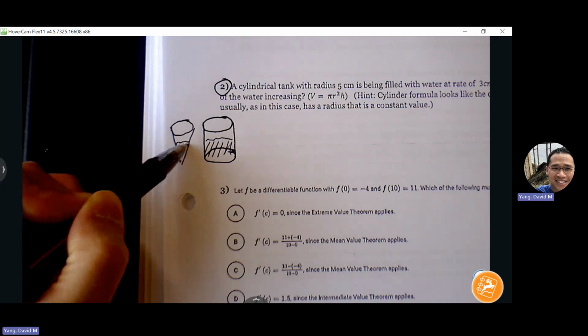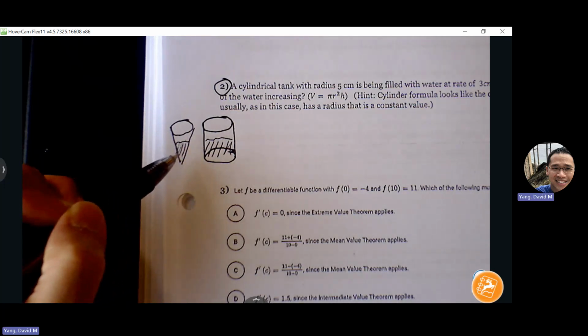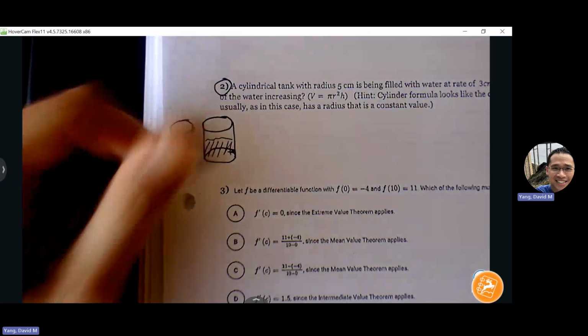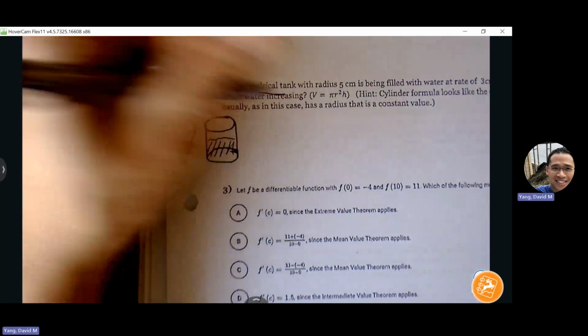Is the radius changing? Yes. As water is coming in, the radius is going to change. The water is leaking, the radius is going to change as well. Okay, now moving on to the cylinder here.